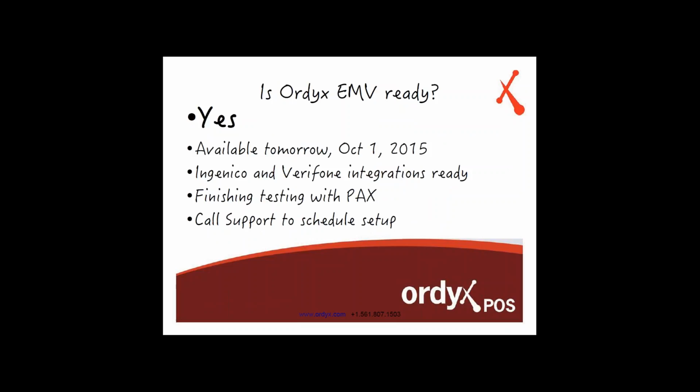But to summarize this, is Ordyx EMV ready? Yes, absolutely. The changes will be available tomorrow. Just to show you where we're at, very specifically as far as the integrations go with the credit card payment terminals, we have Ingenico and Verifone integrations ready to go. We tested them, we ran through them, and they're good to go.